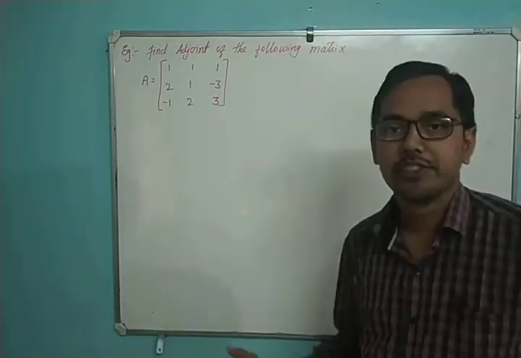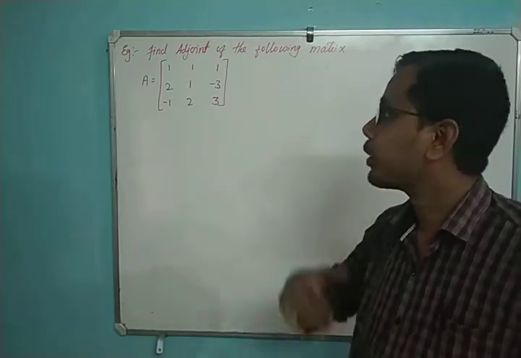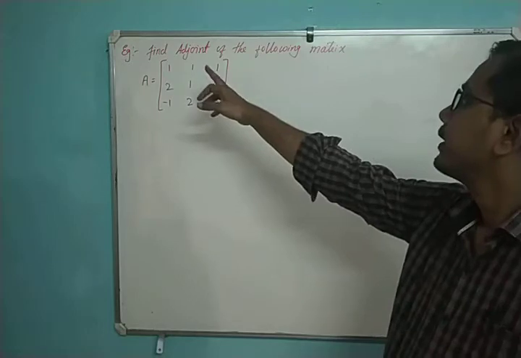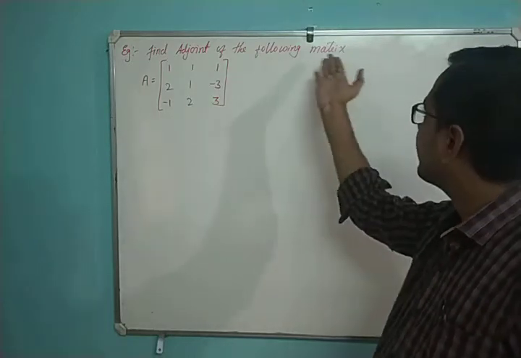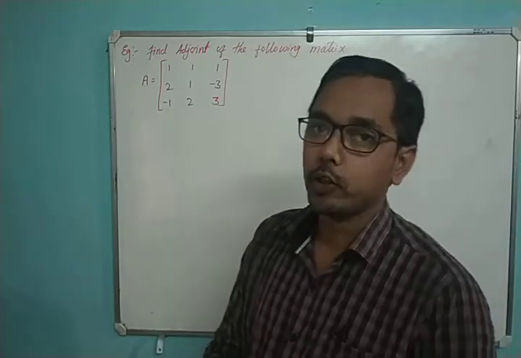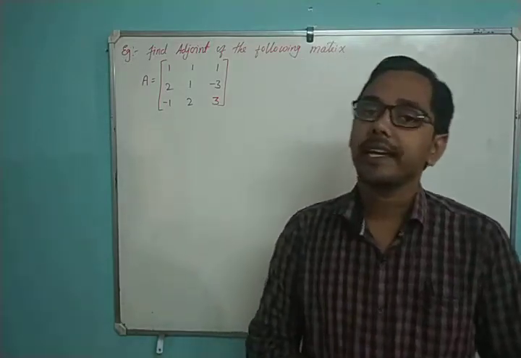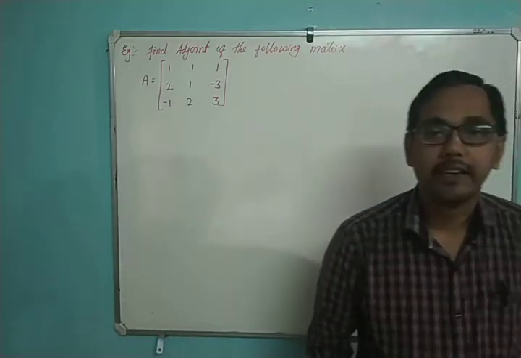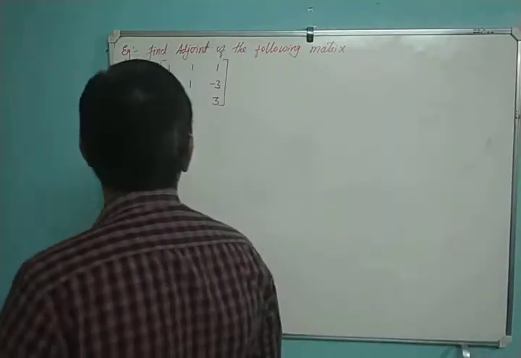That was the conventional method. Now let's see the trick to arrive at the adjoint of any particular matrix. So let A be this matrix. We are asked to find the adjoint of this particular matrix. And remember, once we get the adjoint, it is very simple to find the inverse. So let's see how to find the adjoint of this particular matrix.